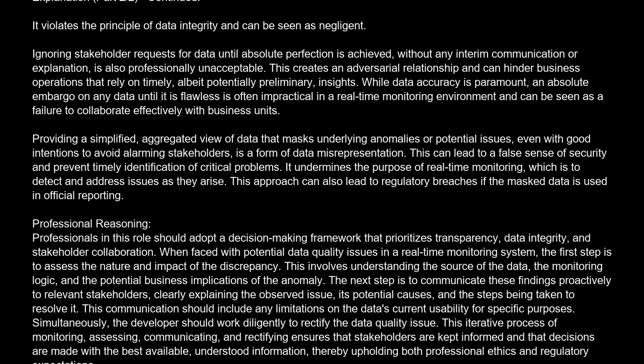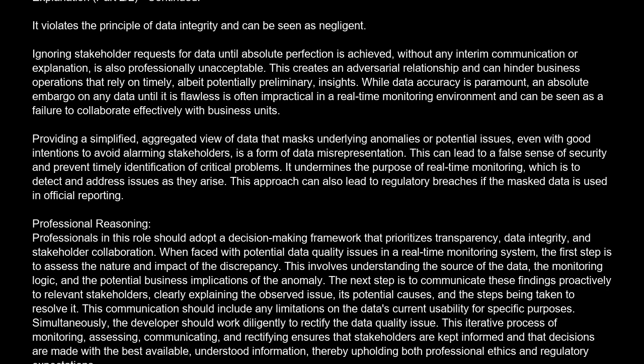Providing a simplified, aggregated view of data that masks underlying anomalies or potential issues, even with good intentions to avoid alarming stakeholders, is a form of data misrepresentation. This can lead to a false sense of security and prevent timely identification of critical problems. It undermines the purpose of real-time monitoring, which is to detect and address issues as they arise. This approach can also lead to regulatory breaches if the masked data is used in official reporting.